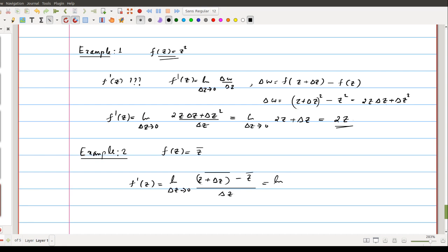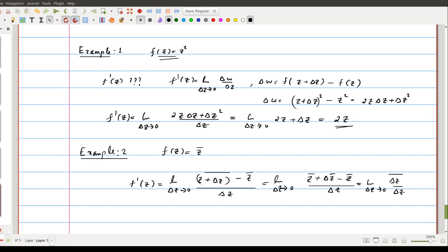Simplifying, you will get the limit as delta z tends to 0, and the numerator will be the z plus delta z whole conjugate, which is z conjugate plus delta z conjugate. We have seen the properties of conjugate. Then this will be z conjugate plus delta z conjugate, minus z conjugate, divided by delta z. So now you will get the limit as delta z tends to 0 of delta z conjugate divided by delta z.